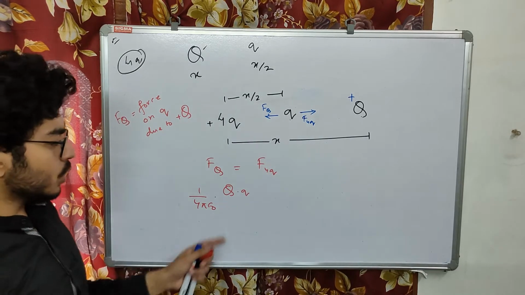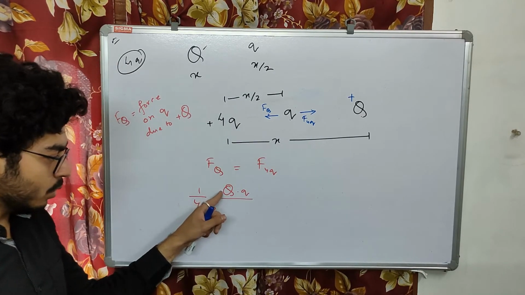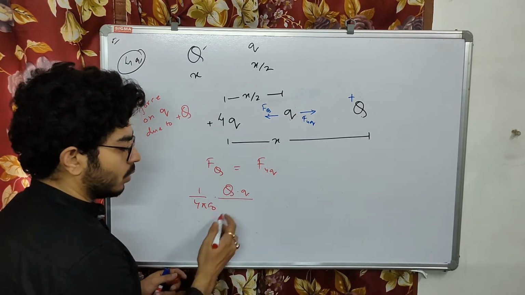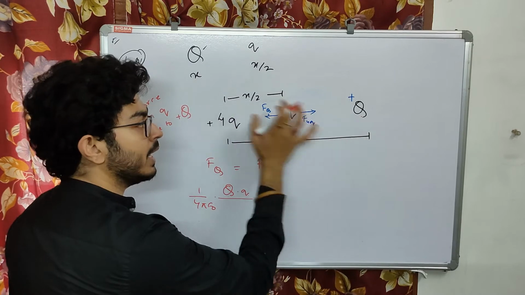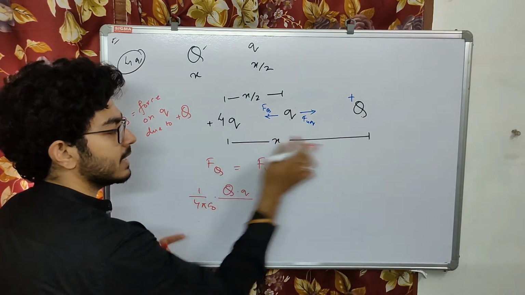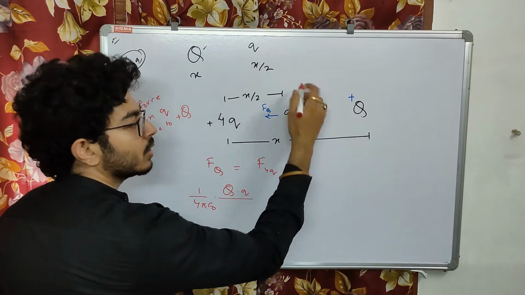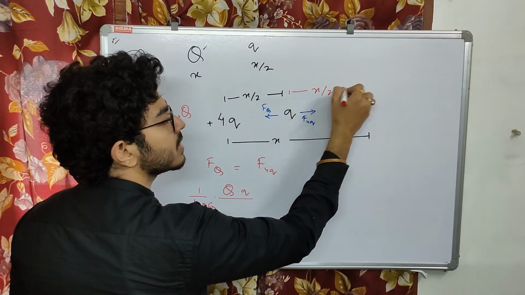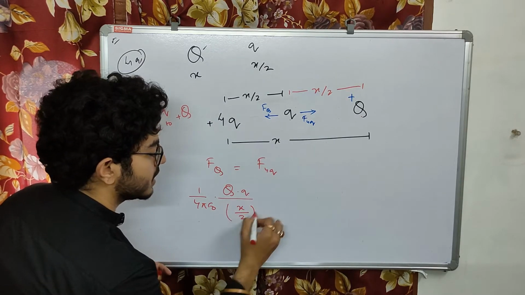For this we have to use Coulomb's law: magnitude of plus q into small q divided by how much this distance should be? This distance should be x by 2. If the total distance is x and this distance is x by 2, this has to be x by 2. Clear? So here we are going to say x by 2 distance square.